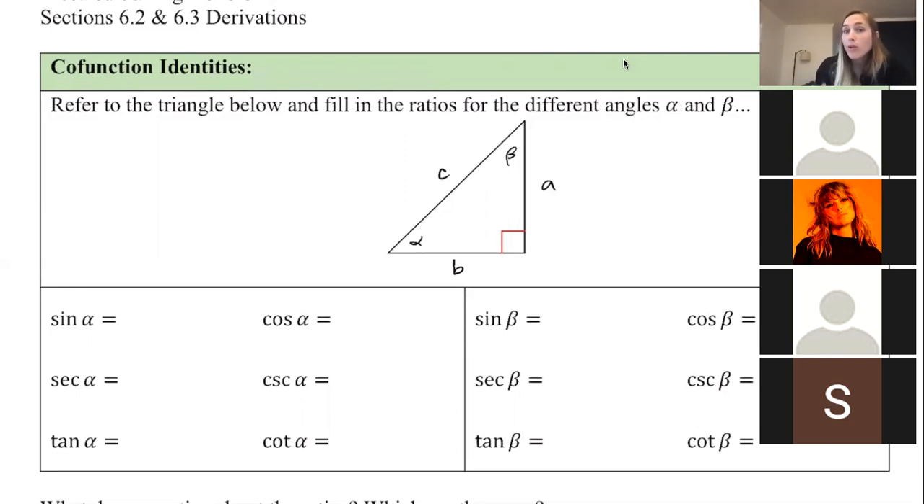So this is a right triangle, meaning we can use our handy dandy SOHCAHTOA to fill in those ratios. So if you guys want to go through and fill in the ratios, let's do it. Sine of alpha, well, opposite over hypotenuse, that would be A over C, right? Cosine of alpha would be adjacent over hypotenuse, so B over C.